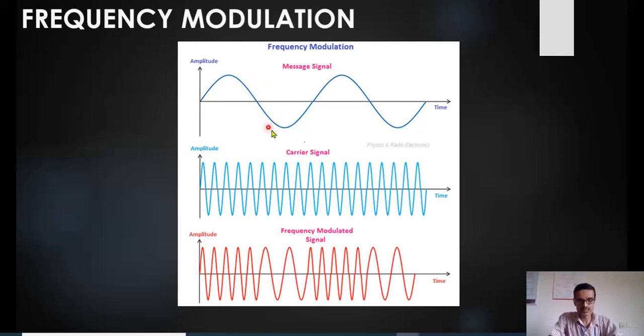As the amplitude decreases, just look at this, the frequency is also decreasing. A large wavelength means low frequency, and a shorter wavelength means a higher frequency. So the frequency of the signal is continuously changed. I get the highest frequency at the peak of the message signal. At this point and this point, where the message amplitude is the same, the frequency of the modulated signal should also be the same.